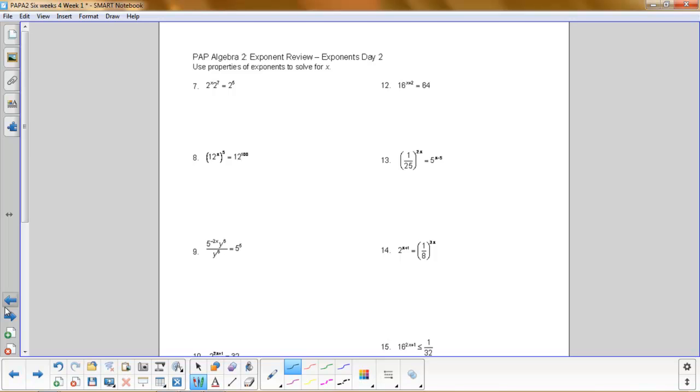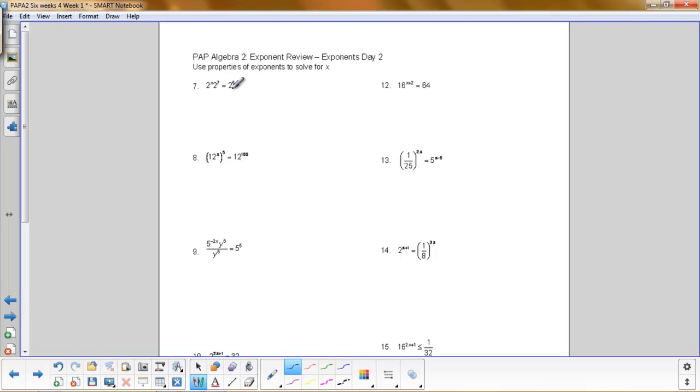Alright, the next step we're going to take is we're going to start solving equations for x, using the properties of exponents that you already are familiar with. Notice that all of the bases are the same. If they aren't, such as over here in all of these problems, you must first make them the same, and then you can solve for the missing value.